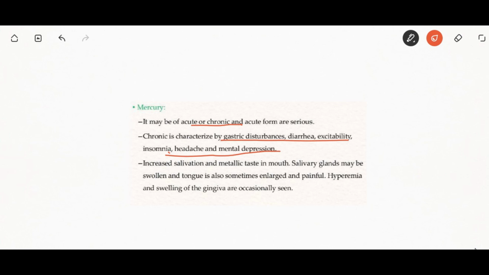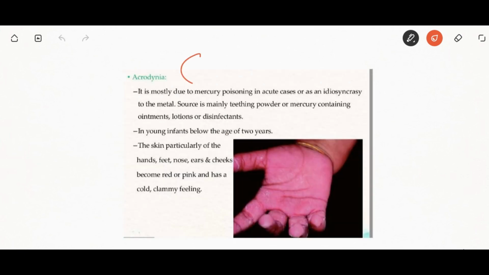You will see deposition of dark sulfide compound. Lines may be seen similar to lead lines and bismuth poisoning. There will be loosening of teeth. What is acrodynia? Acrodynia is the pink disease or Swift disease that is associated with mercury toxicity.